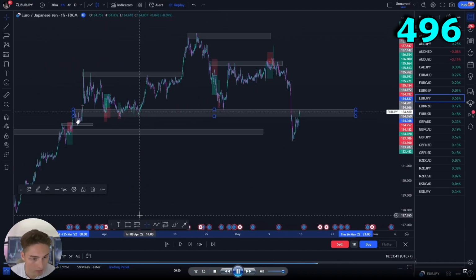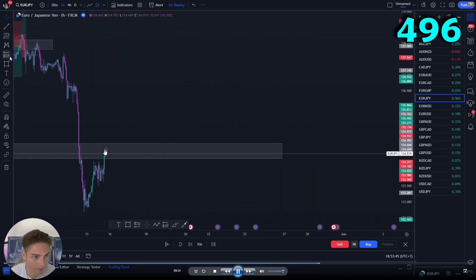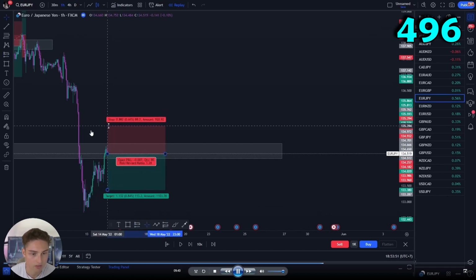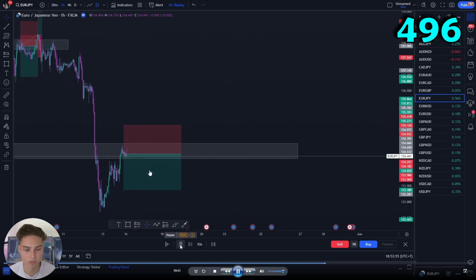So here looks like a good break and retest. Can we take a short here? Yeah. So we're just looking for that 1 hour candle close deep into the zone. Perfect. So I'll put a 90 pip stop loss, risk reward 1.25.